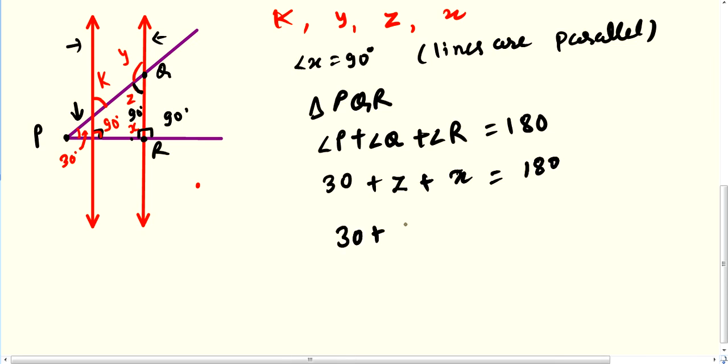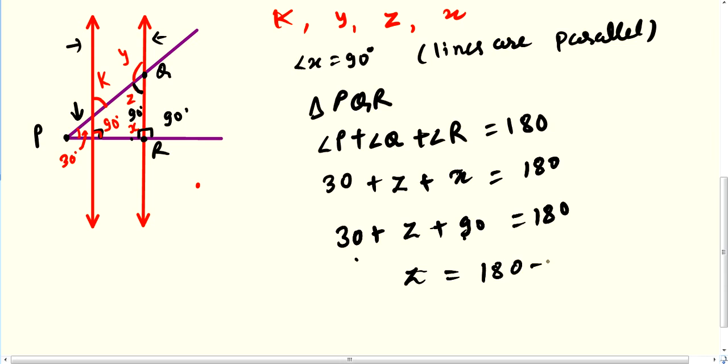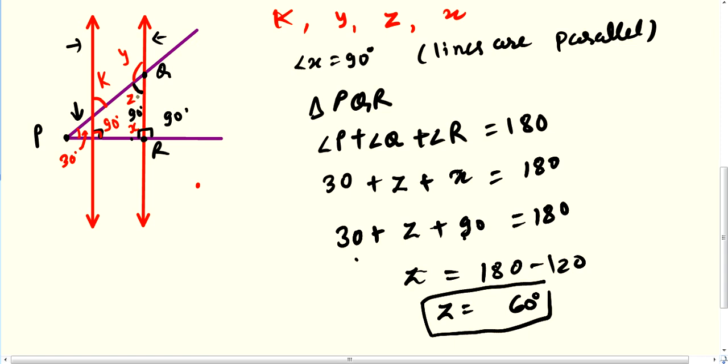So now 30 plus Z plus this x, which is 90 degrees, equals 180 degrees. So 30 plus 90 is 120. So I am transposing that 120 to the right hand side. So 180 minus 120. So finally z equals how much? 60 degrees. This z is 60 degrees.